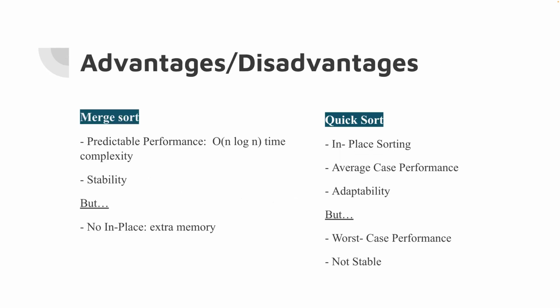Next, please. Let's analyze the advantages and disadvantages of merge sort and quicksort. While merge sort offers predictable performance and stability, it comes with the trade-off of requiring extra memory. So in our course project, understanding these trade-offs becomes very essential as we apply the algorithm to real-world scenarios. Quicksort is an in-place sorting. Average case performance and adaptability make it a valuable tool. However, we need to be mindful of its potential worst-case performance and instability.